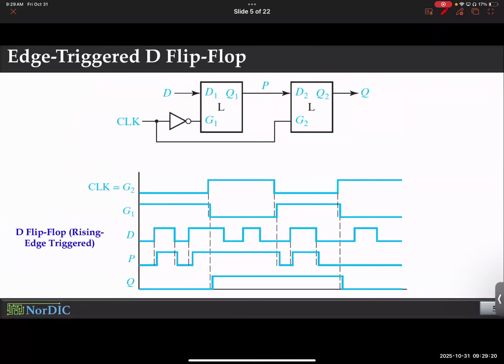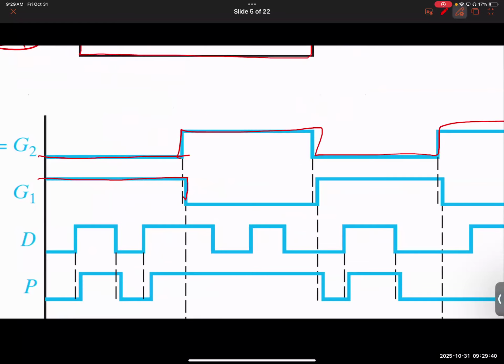So let's do it one more time. Ready? I want to show you that. This is the clock signal that you see, but internally there are actually two versions of the clock, one being fed to this latch, the other one being fed to that other latch. And that's why there is a slight overlap. Do you see that? I don't know if it is visible.